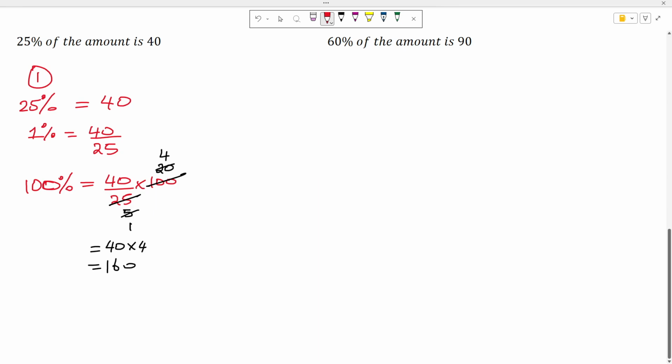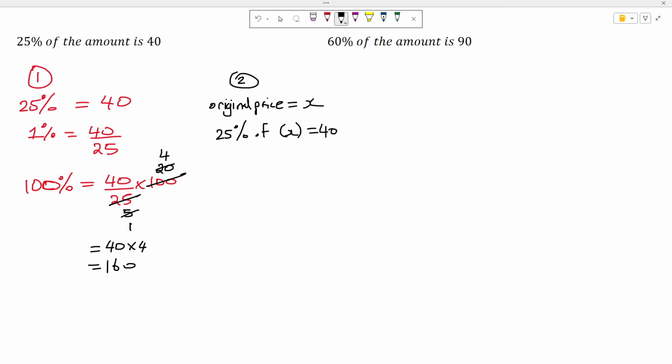Now if you want to use the algebra method, let's get to it. In this one, we have to find the original price, right guys? So the original price, let us take it as X. So we know that 25% of the amount, or of the original price, so of X, is equal to 40. So 25% of X is equal to 40.